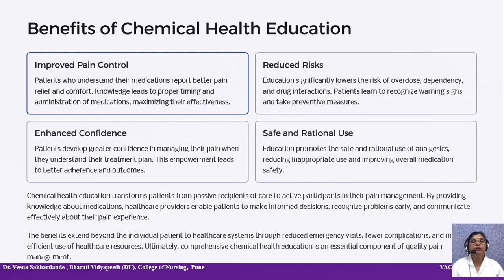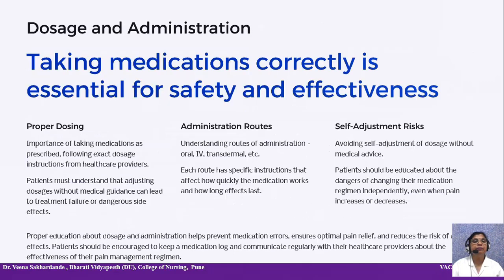Then what are the benefits of chemical health education? Mainly it helps to improve pain control, reduce risk, enhance confidence, and promote safe and rational use of medication. So these are the four important benefits: improve pain control, reduce risk, enhance confidence and safe and rational use of it.